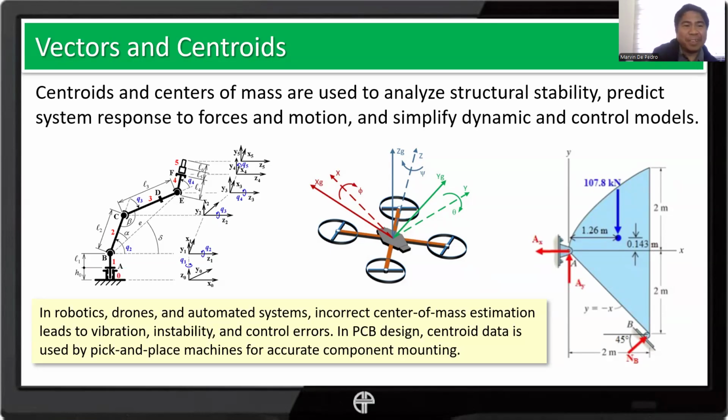Especially in higher courses, for example in robotics, drones, and automated systems, incorrect COM estimation leads to vibration, instability, and control errors. Okay, that's what I mentioned earlier.